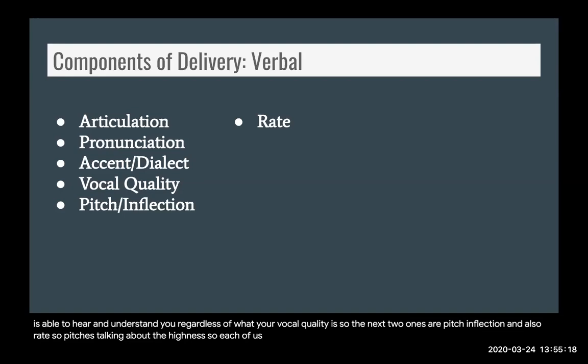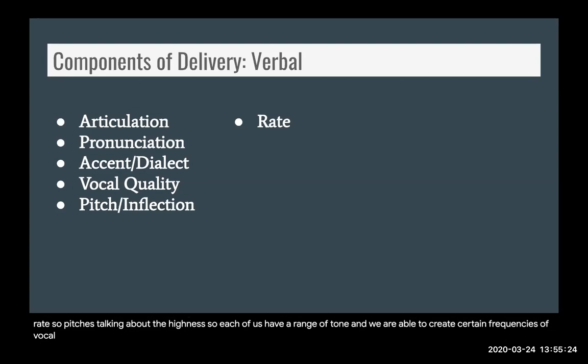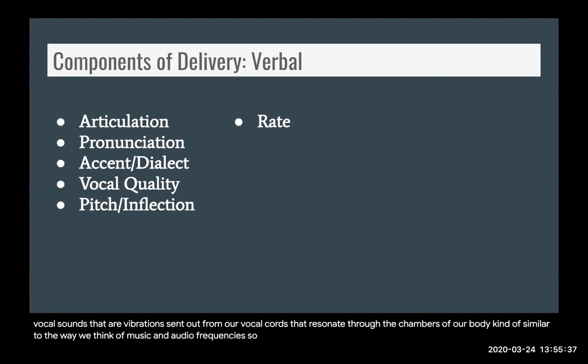So each of us has a range of tone, and we are able to create certain frequencies of vocal sounds that are vibrations sent out from our vocal cords that resonate through the chambers of our body. Kind of similar to the way we think of music and audio frequencies. So pitch can be helpful in communicating what type of sentence it is.